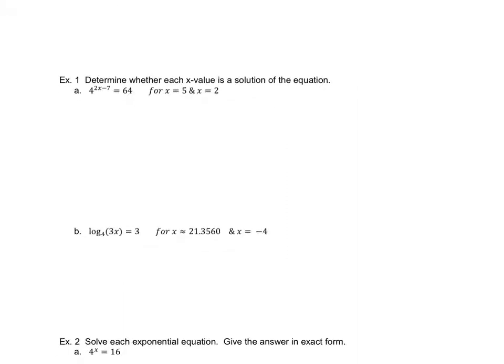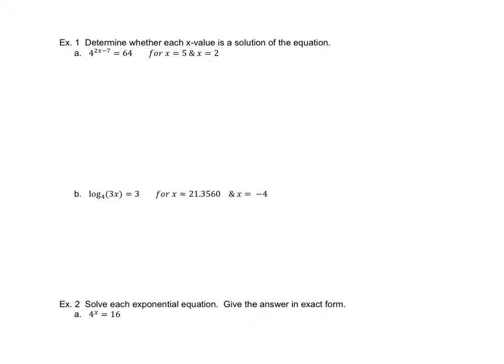The first couple of examples are verification problems, which means: are they solutions or are they not? They give you values and ask you to plug them in and verify whether each is a solution. The first one is 4 to the 2x minus 7 equals 64. They give us the values x equals 5 and x equals 2. I'm going to plug those in.